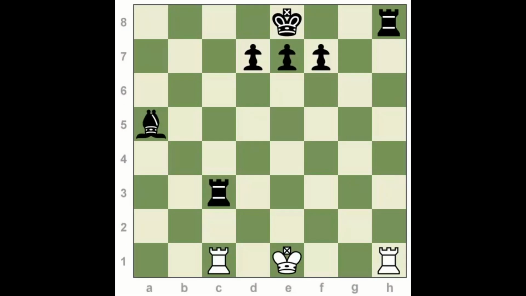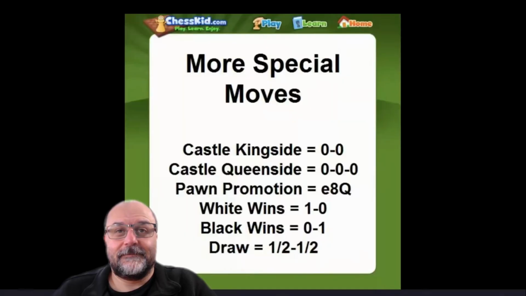Let's say it was black's move, and he played the move rook takes C1 and made a double check. Well, you would write that as R, because you moved your rook, X, because you captured something, C1, double check, two pluses. Okay? Here are some other important special moves that come up. When you castle on the king side, you write 0-0. When you castle on the queen side, you write 0-0-0, 3 zeros.